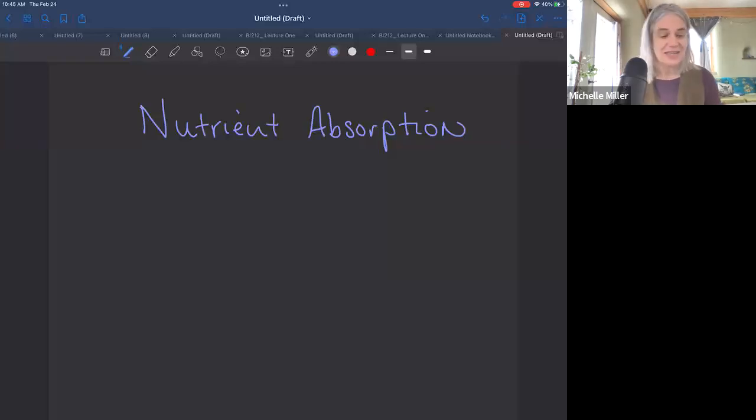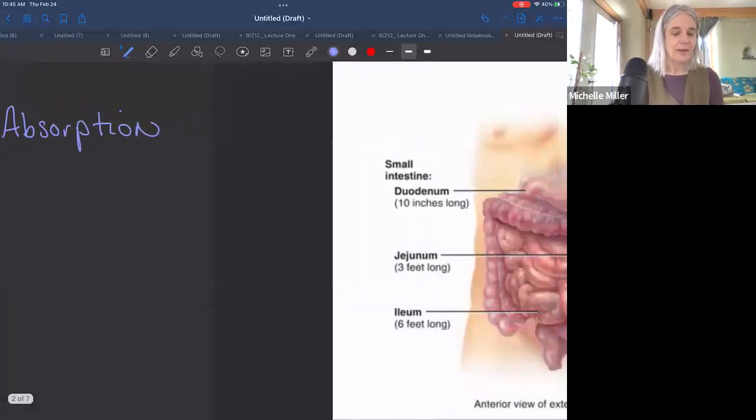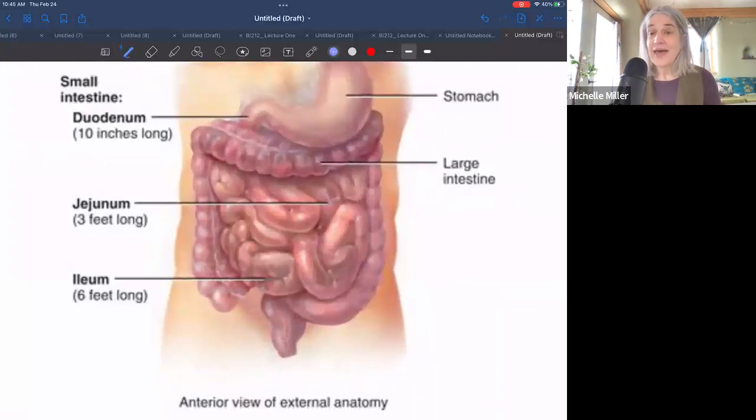So let's look at where the small intestine is first located. It's in the abdominal cavity. And you can notice here that the stomach connects to the first part of the small intestine, which is the duodenum. This is where we get a lot of chemical digestion, because this is where the pancreas releases its enzymes into this space in order to digest proteins and lipids and carbohydrates and nucleic acids. The duodenum is a short part, only about 10 inches.